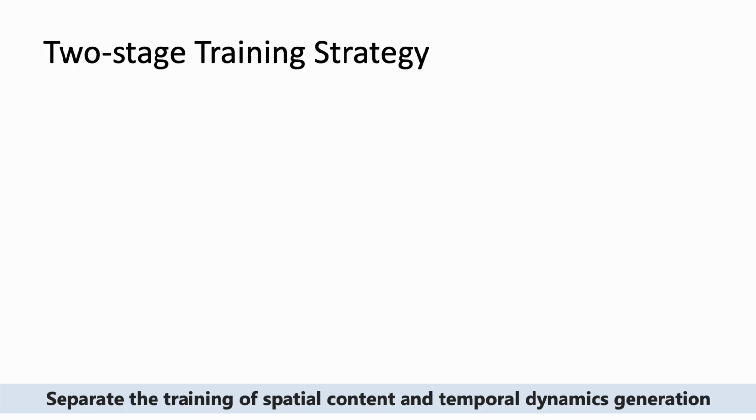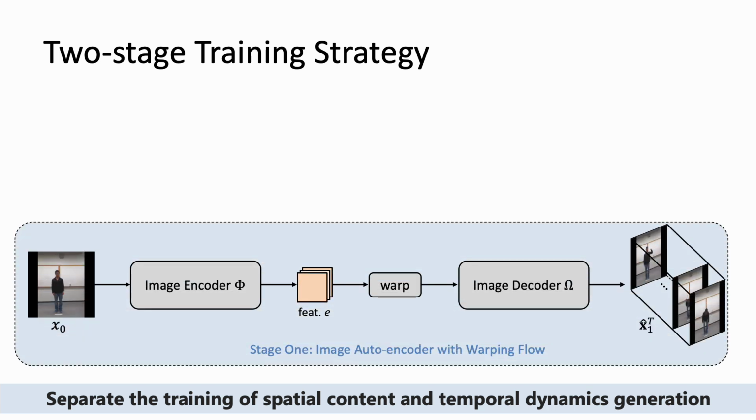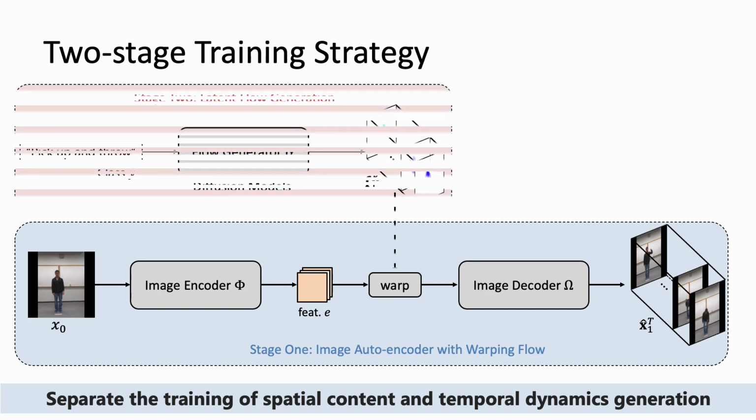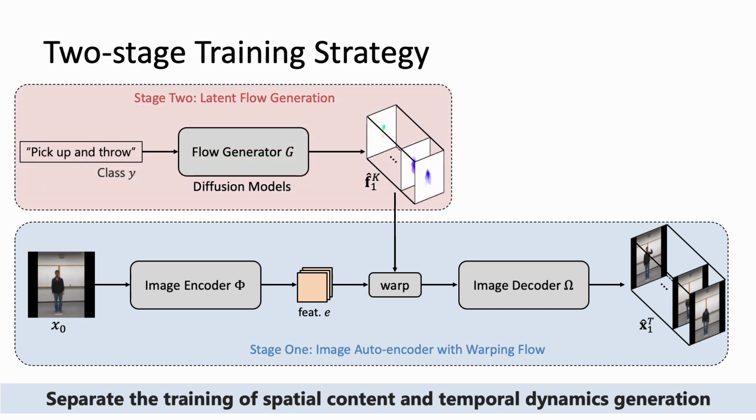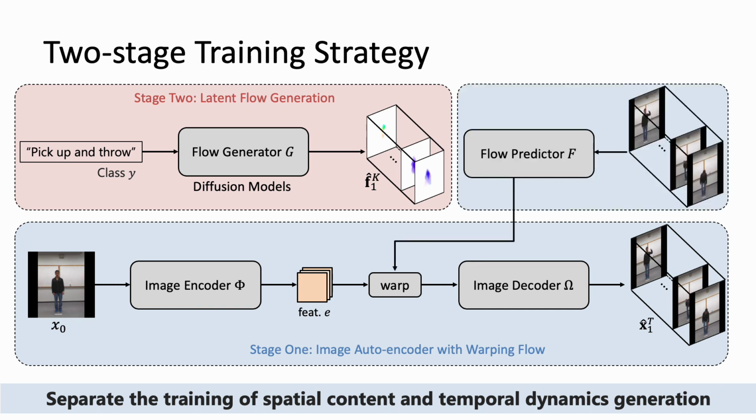To separate the training of spatial content and temporal dynamics generation, we also propose a 2-stage training strategy. In stage 1, we first train the image autoencoder part with warping flow. Then in stage 2, we learn how to generate a feature flow from the class label. Since these 2 stages are separated, we can't use the flow here. So in stage 1 training, to do the warping, we also design a flow predictor F to estimate the flow from the real video.